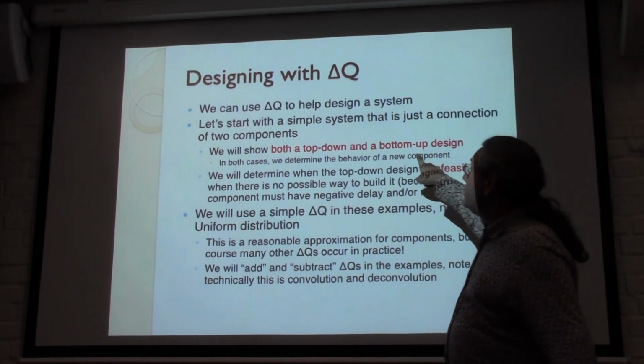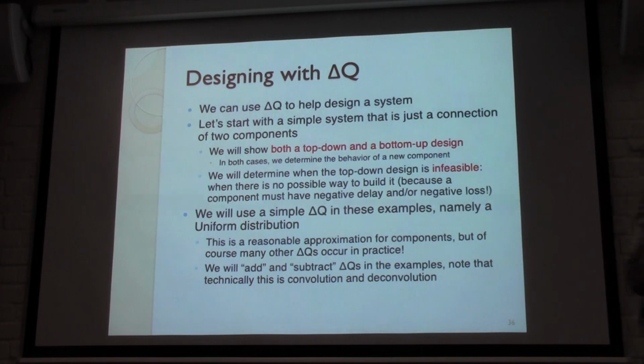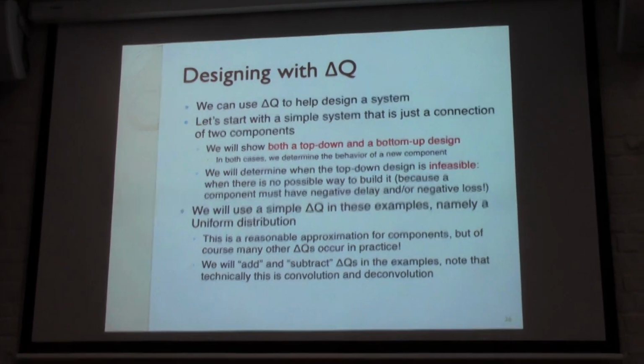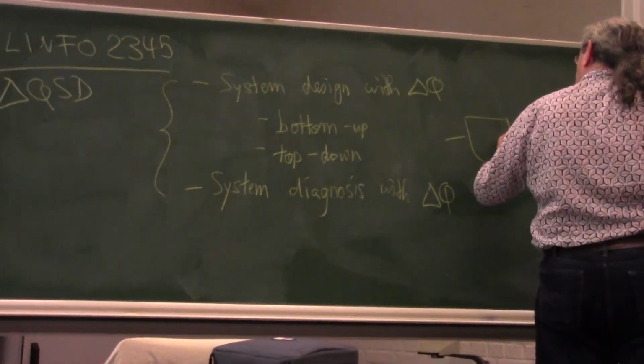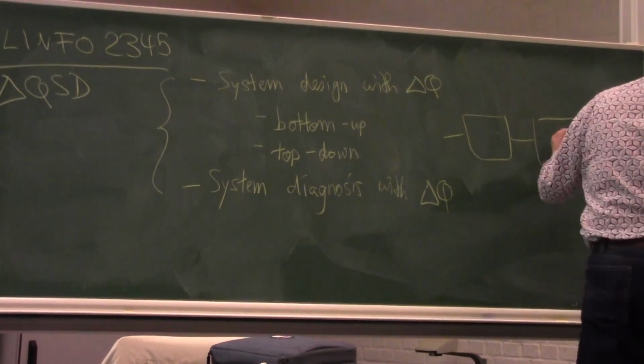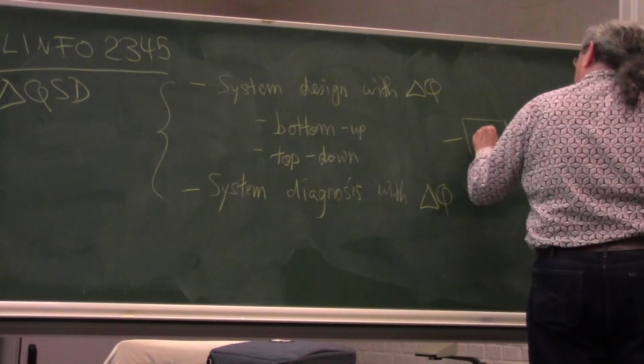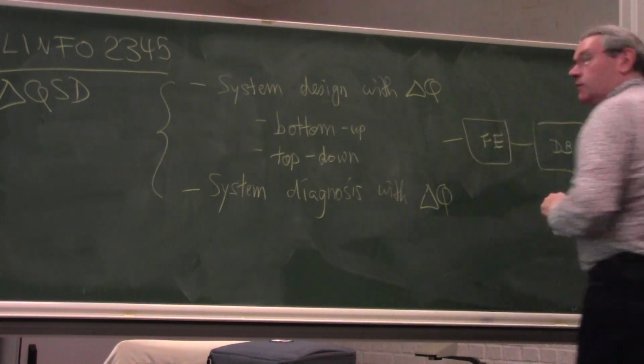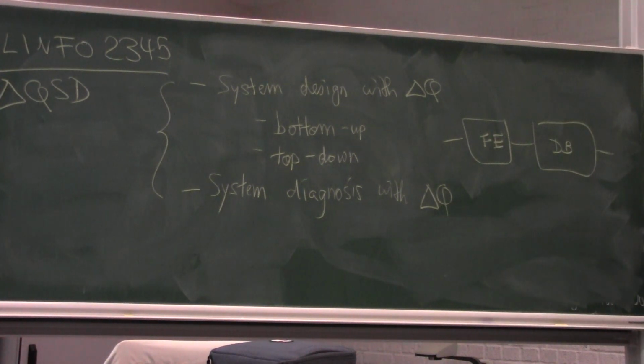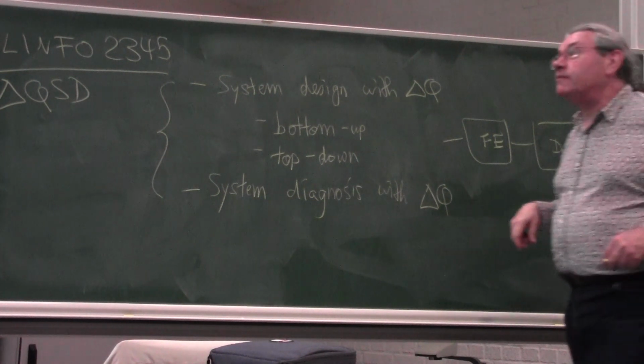Let's start with a very simple system. A simple system where you have just 2 blocks. So I'm designing a simple system. Maybe I have a database and a front end, and I want to design. So I need to know what is the performance of these 2 guys and how they fit.